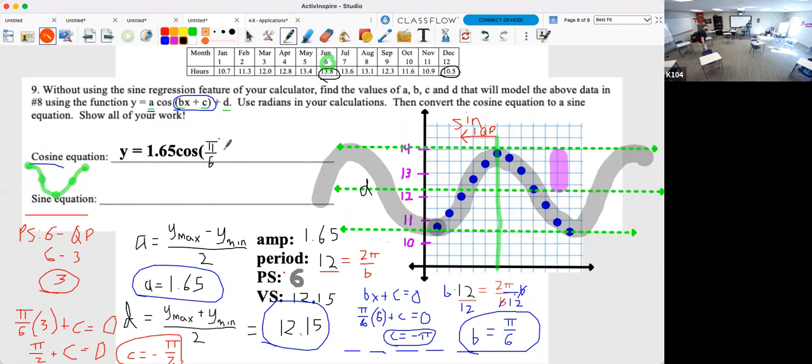Pi over 6x. And our C value was negative pi, so minus pi. And then we have plus our D value, which was 12.15.